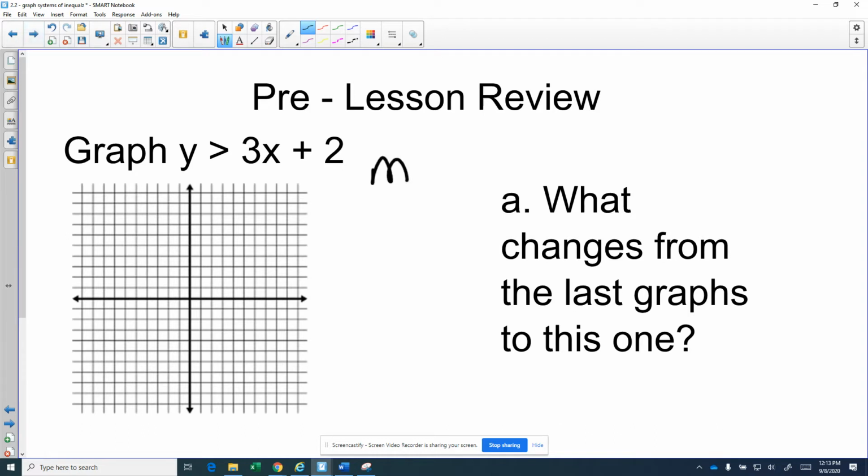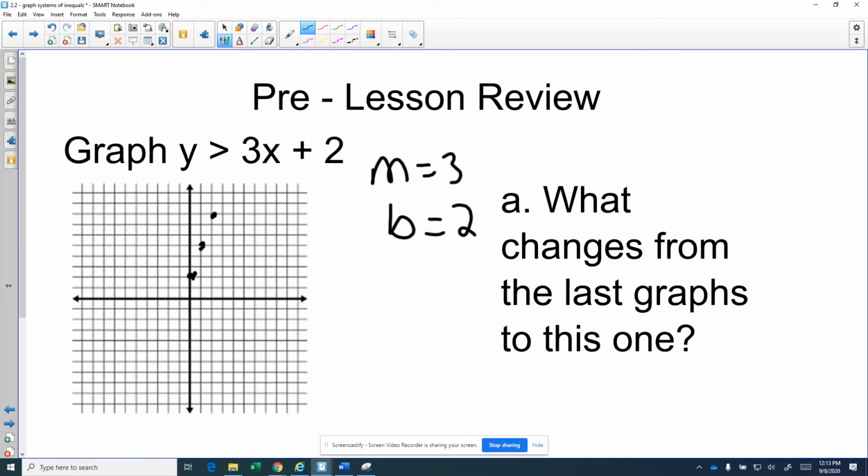We have an m equal to 3, so that's our slope, and we have a y-intercept, or b, equal to 2. So we start at 2, and then we just count up 3, over 1. Up 3, over 1.